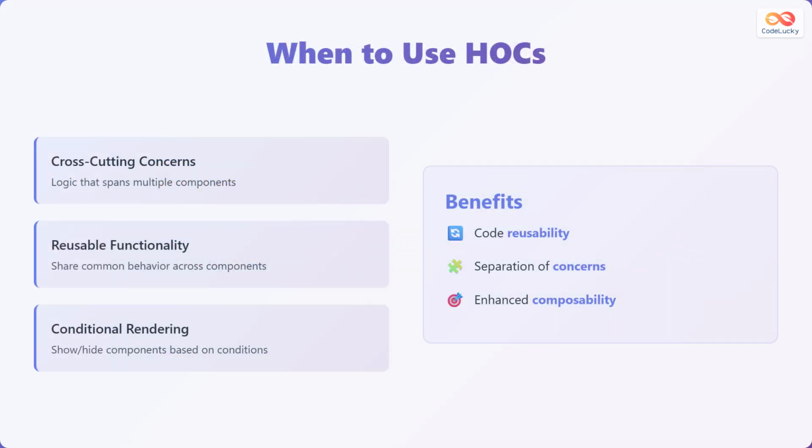So, when should you use higher-order components? HOCs are a good choice when you have logic that spans multiple components, such as authentication or data fetching. They're also useful for sharing common behavior across components. Finally, HOCs can be used for conditional rendering, where you want to show or hide components based on certain conditions. Some benefits of using HOCs are code reusability, separation of concerns, and enhanced composability.